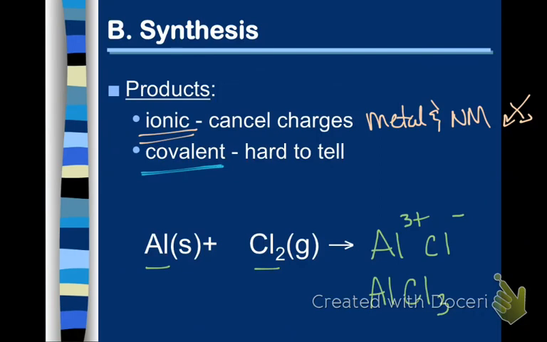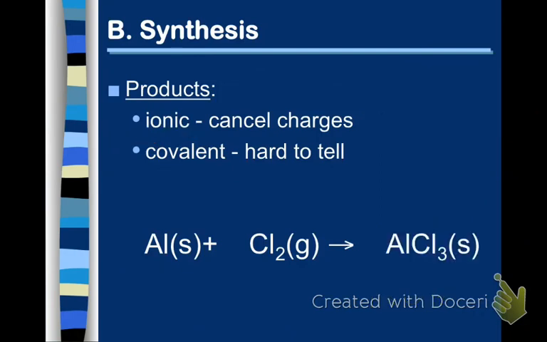AlCl3. Once you predict the product, you'll be asked to go back and fill in the coefficients out front so that you can balance the equation. So ionic compounds, predicting that one product, not too bad. That finishes our second type.